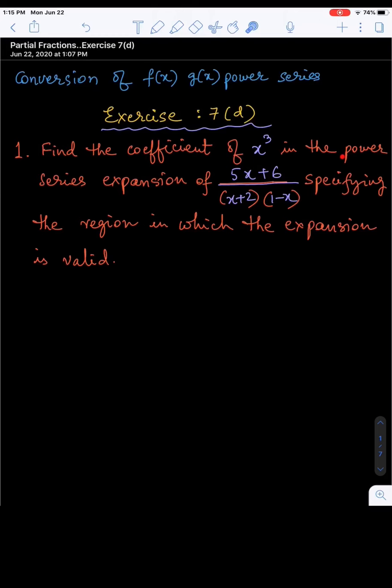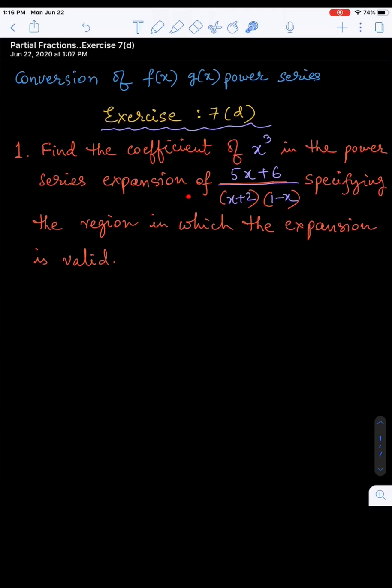First of all, you should know the meaning of power series expansion. What is the meaning of power series and its expansion? Let us do this problem in two parts. In the first part, what should we do? We have to split it into two partial fractions. In the second part, we will find the coefficient of x cube in this power series expansion.